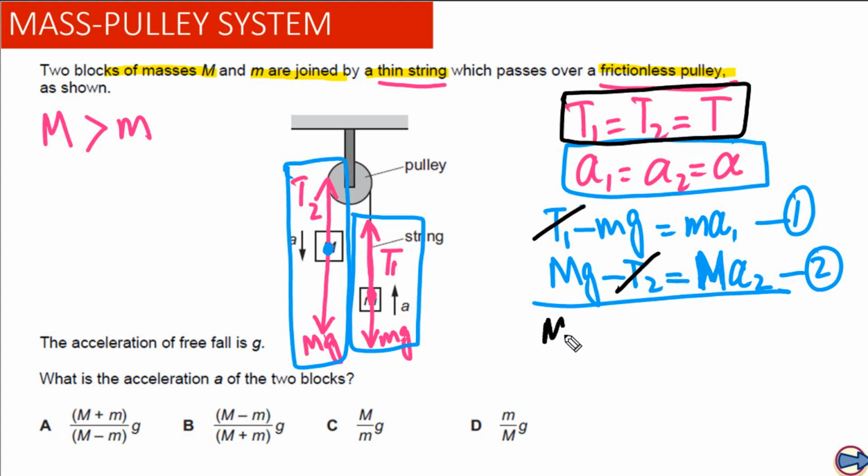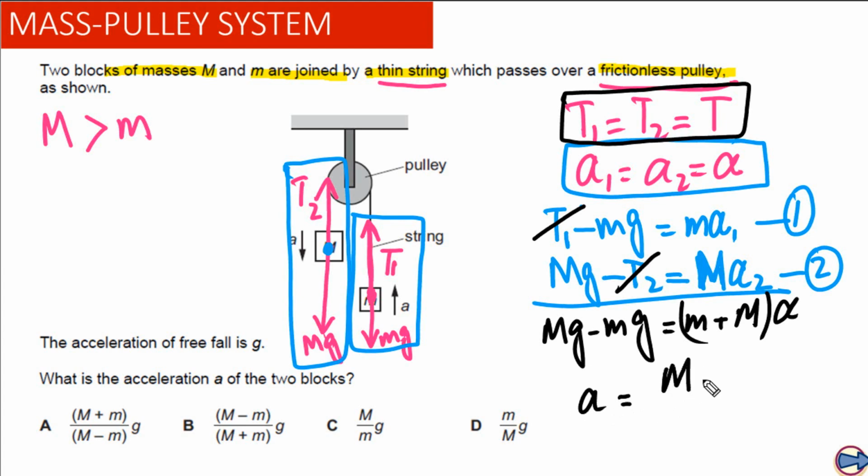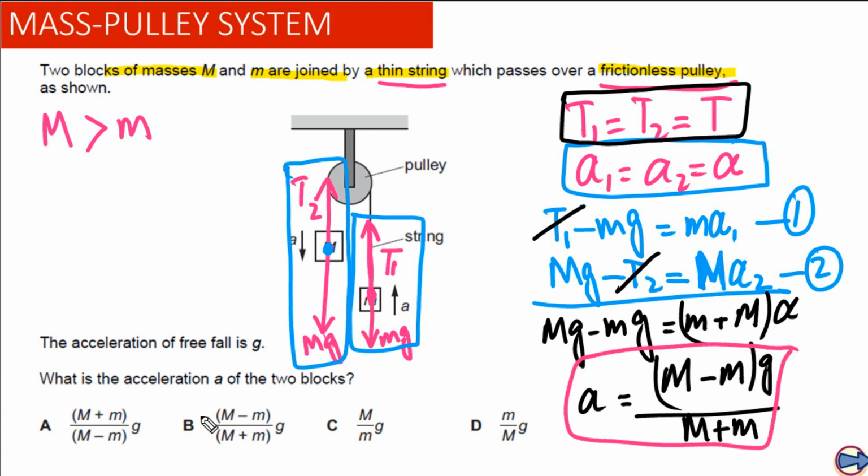So what we are left with is mg minus small mg, and this is equal to small m plus capital M, and we can take common A, since A1 is equal to A2. So we need to find A, and we can simply say that it is capital M minus small m, multiplied by g, divided by capital M plus small m. So this is how we can find the answer. In this case, the answer will be B, as you can see here. So this is our answer.